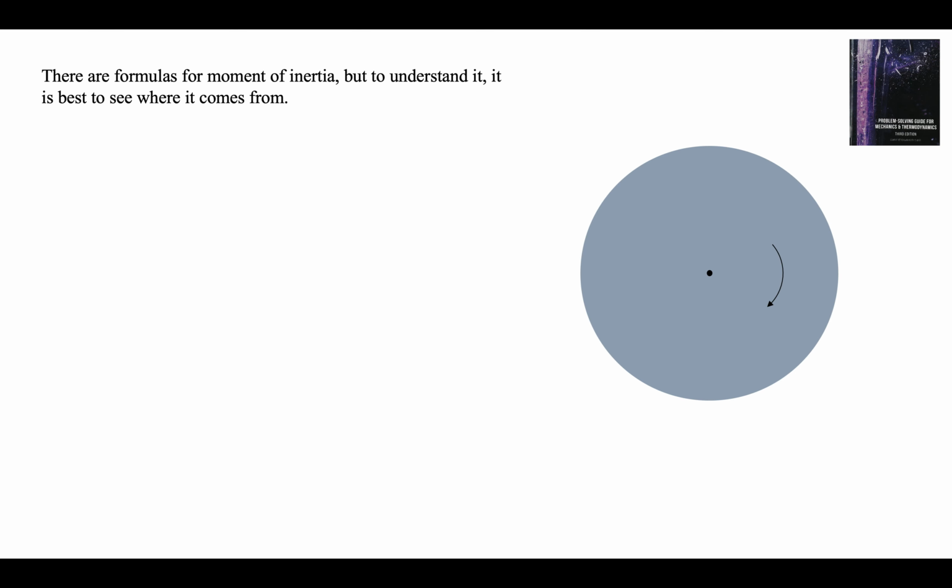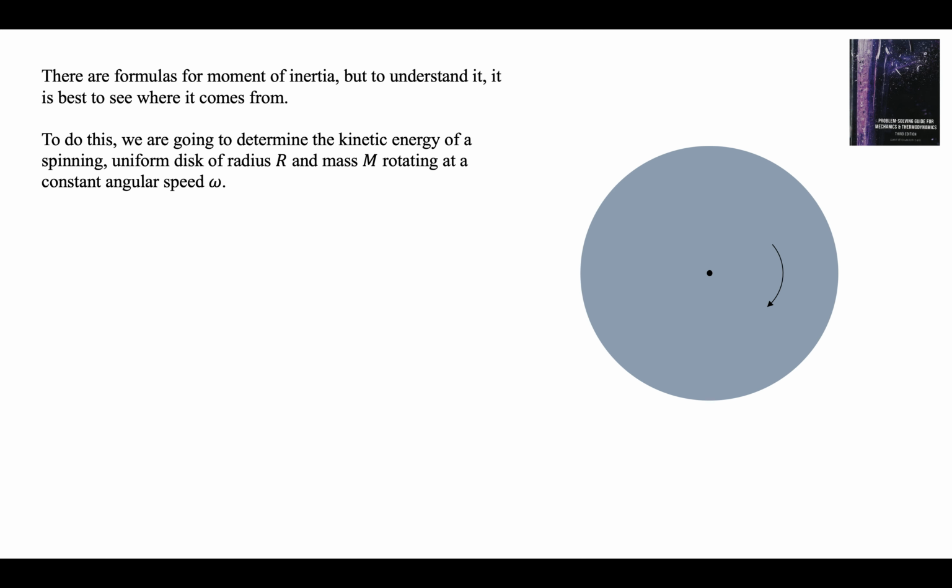There are a bunch of formulas for moments of inertia of different shapes, but to really understand the concept of moment of inertia, it's best to see where it comes from. So we have a solid disk spinning around at angular speed omega, radius r, mass m. How much kinetic energy does it have?